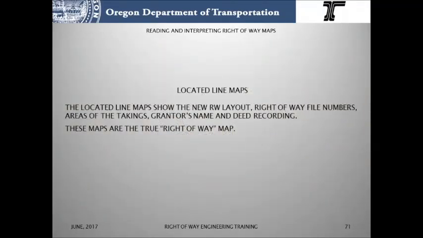So now we get into located line maps. The located line maps show the new right-of-way layout, right-of-way file numbers, areas of the taking, the grantor's name, and deed recording. These are the true right-of-way map, is the located line maps.